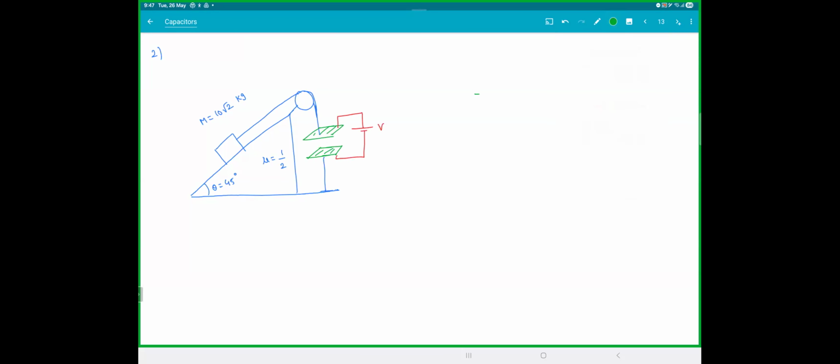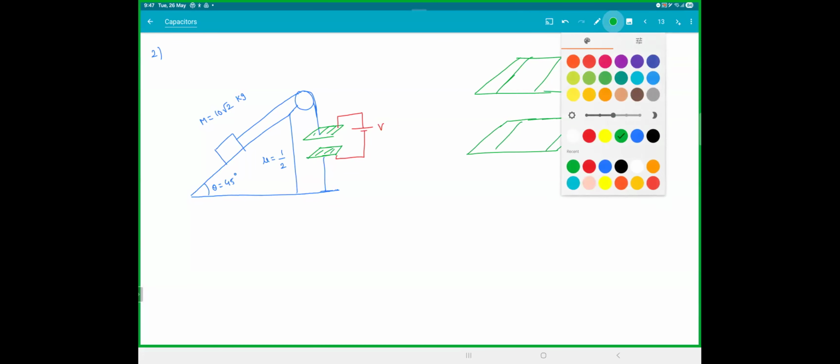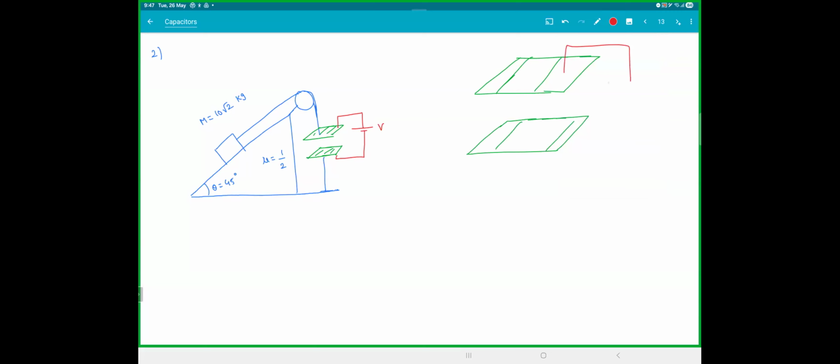So if I show you the side view, I'll just magnify this. So these are two parallel plates. The upper plate is connected to the pulley, the string, and the lower plate is connected to the ground with a string. So the string is non-conducting. And you're connecting these two with a battery of voltage V. D is the distance between the plates. A is the area of the plates.